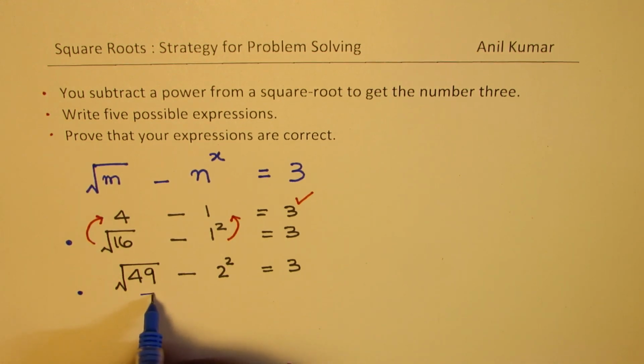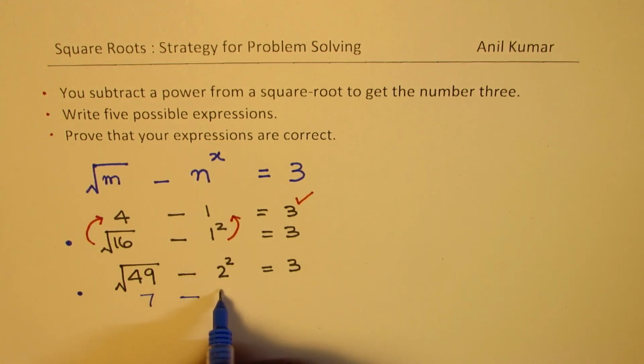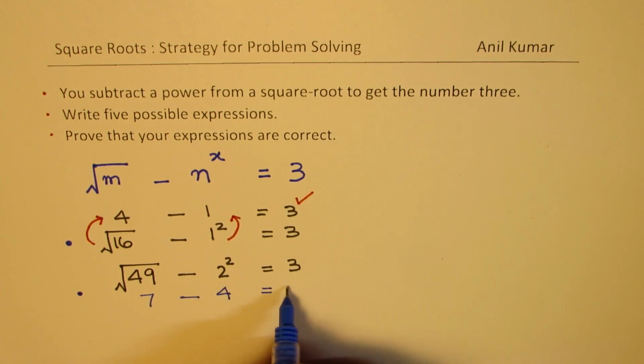Square root of 49 is 7. 7 minus 4 is equal to 3. Perfect. So I got another result. Does that make sense to you? Well, let's try some more.